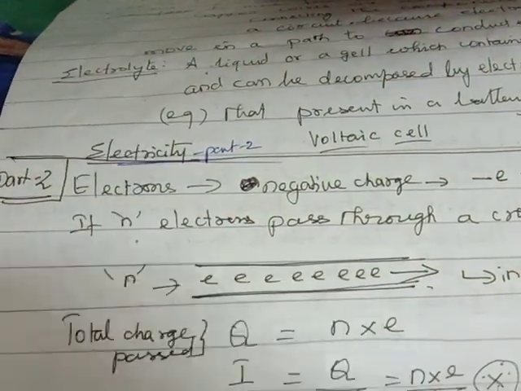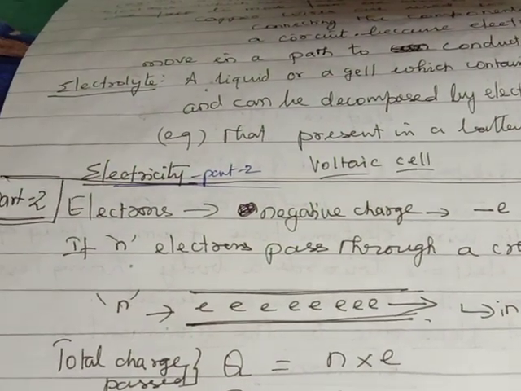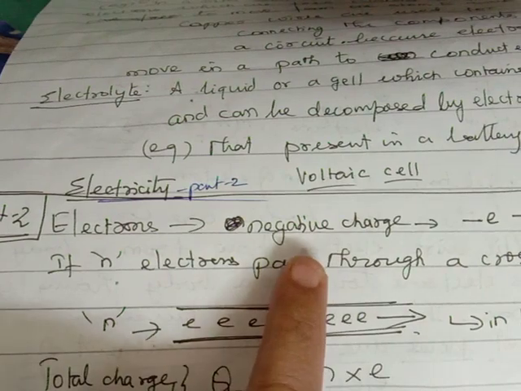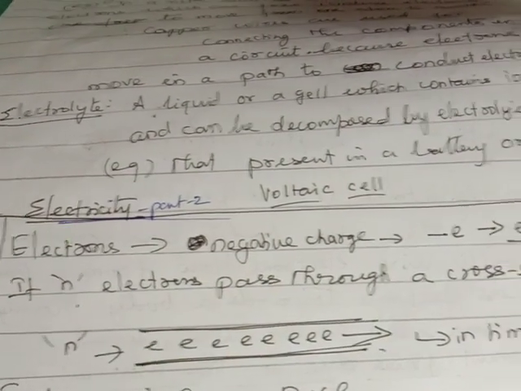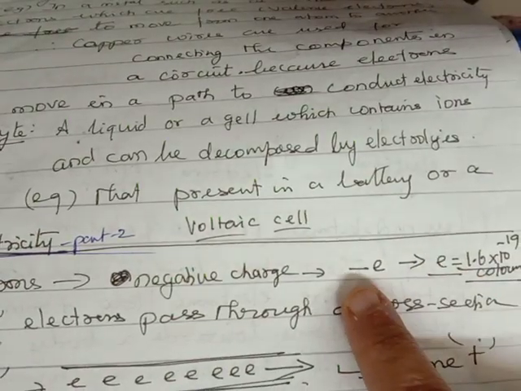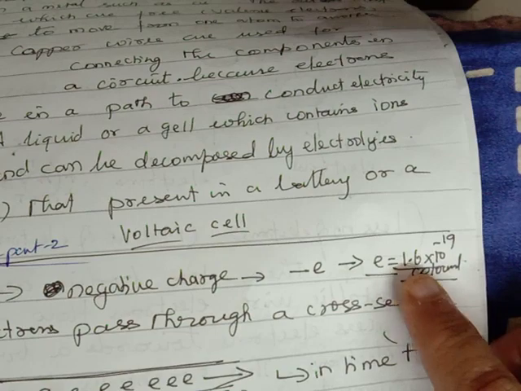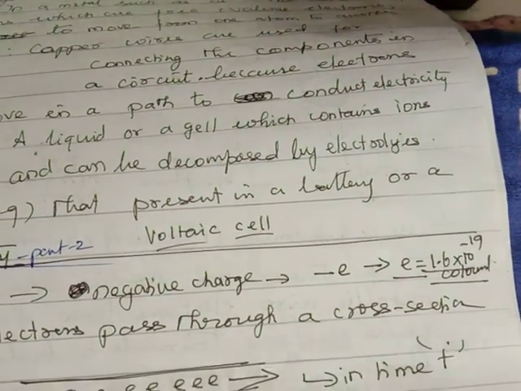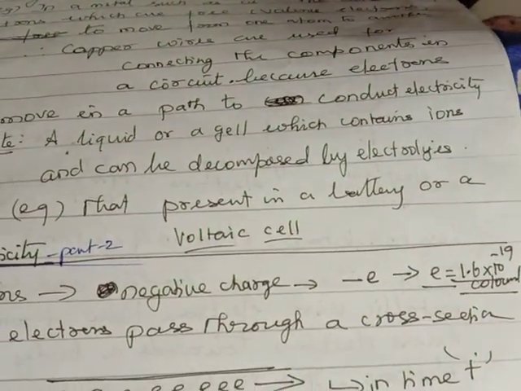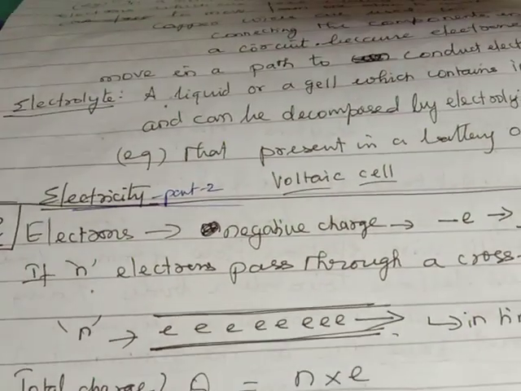So the electrons are negatively charged particles outside the atom, revolving around the nucleus. It has a negative charge and the value is represented as minus e because it is a negatively charged body, and the value of the charge will be 1.6 into 10 to the power of minus 19 coulomb. Okay. So yesterday we were seeing this point, is it not?